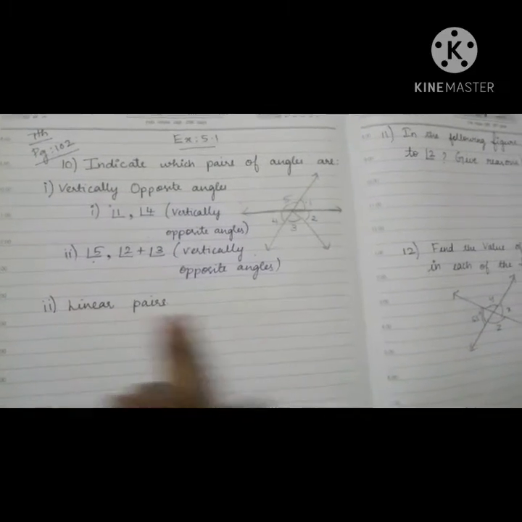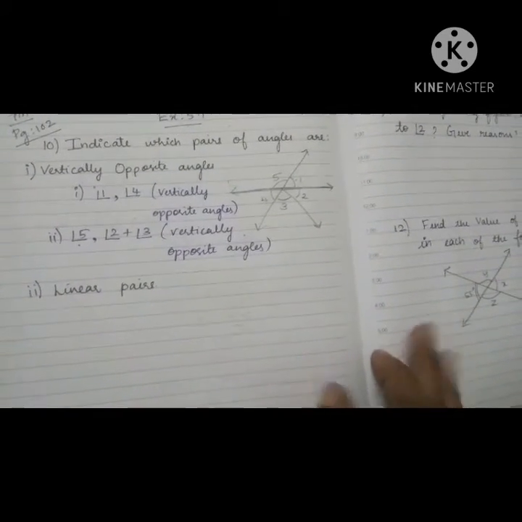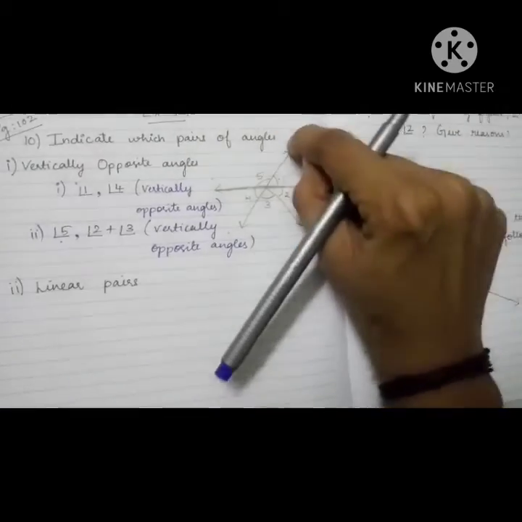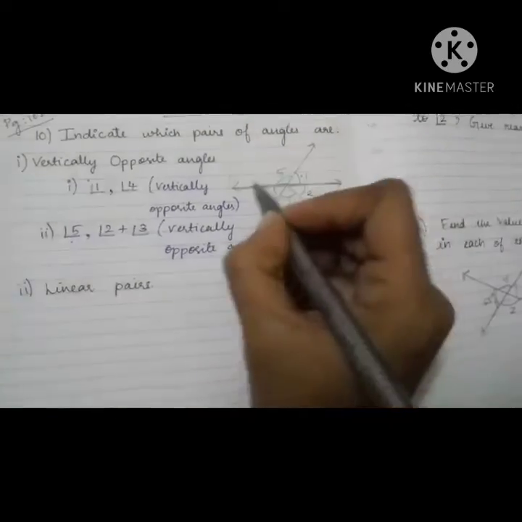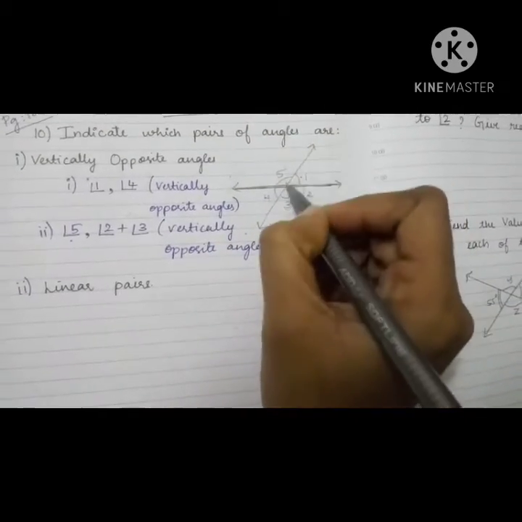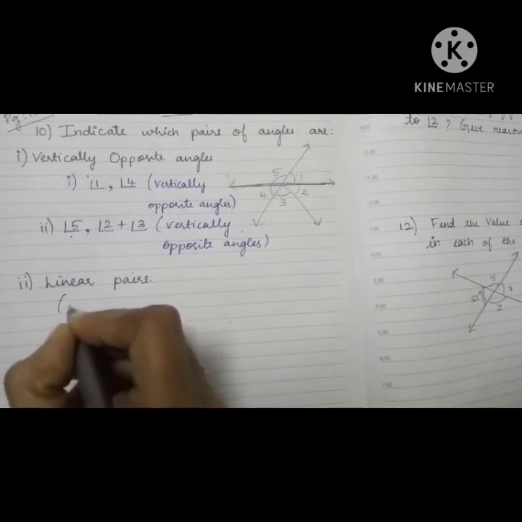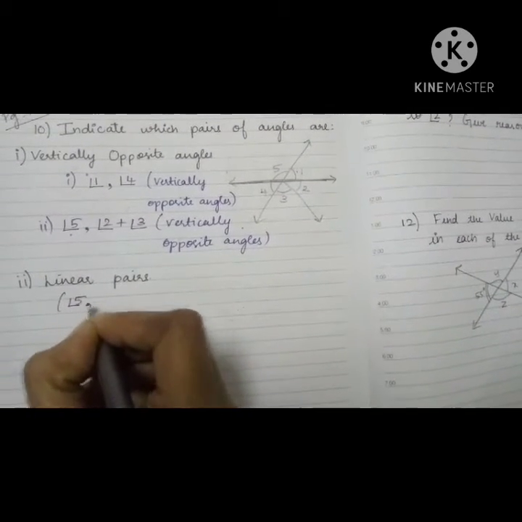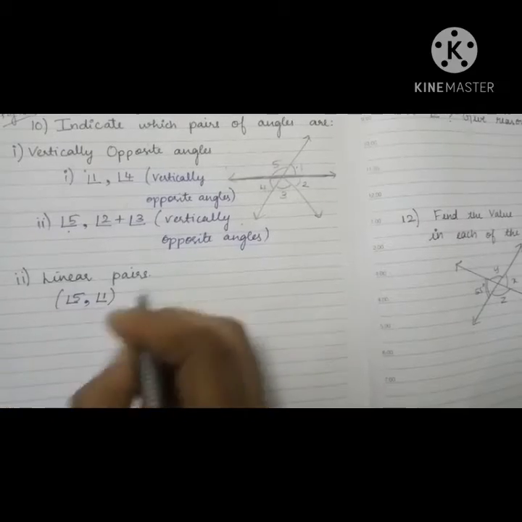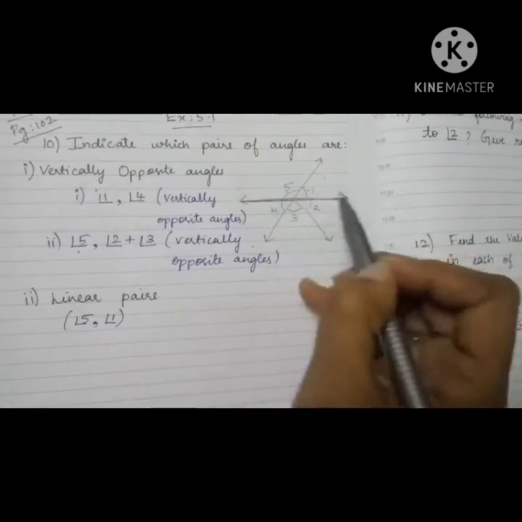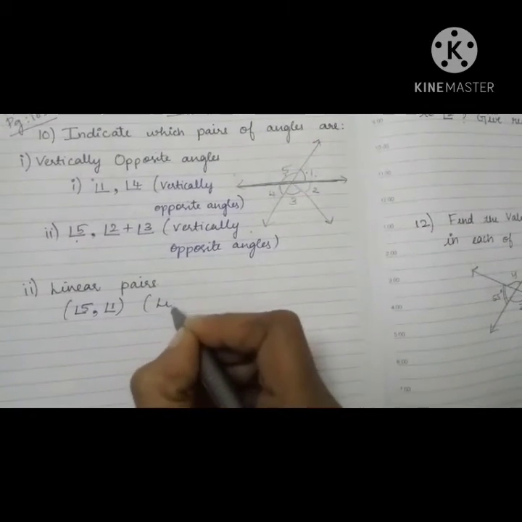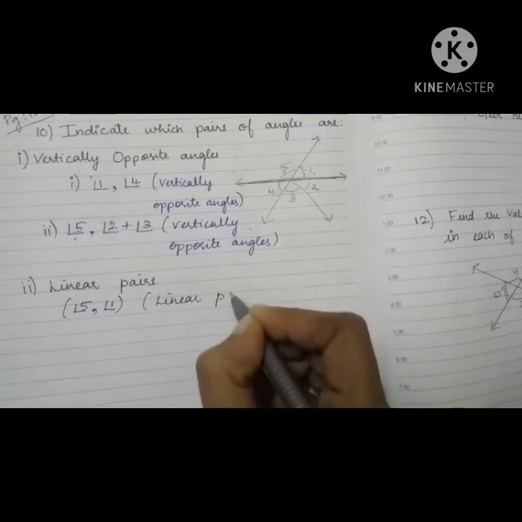Next, linear pairs. Linear pair means what? It should be one straight line and one arm should be there. So this is your linear pair. This is one and this one. So what are the linear pairs? Angle 5 comma angle 1. Yes, angle 5 comma angle 1 is a linear pair. So you can write linear pair.